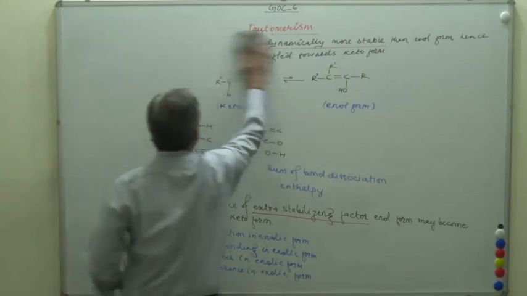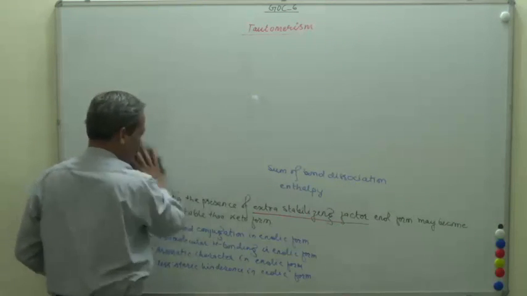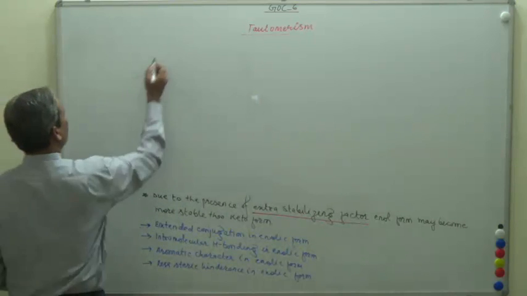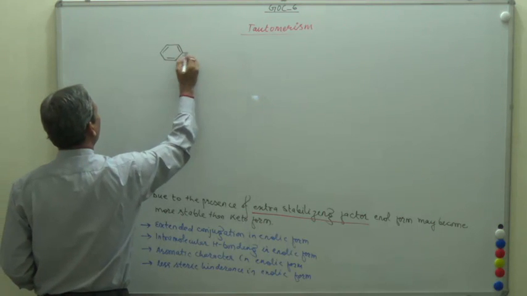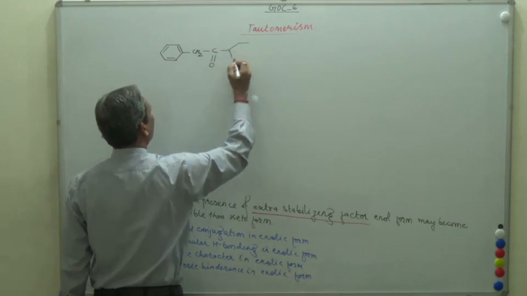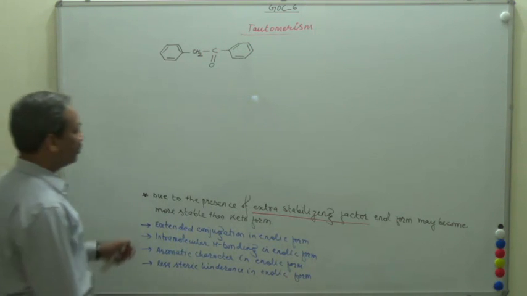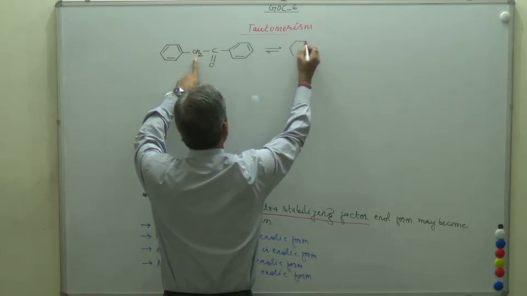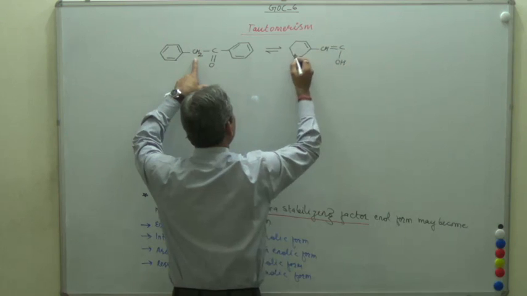So if we take some example, now this compound can show tautomerism, keto-enol isomerism, because this is the ketonic type C=O group and this is sp3 hybridized alpha carbon atom having hydrogen atom.